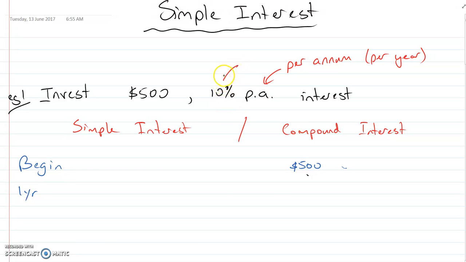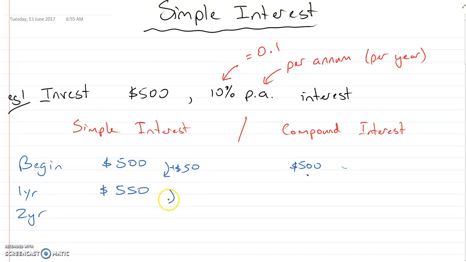And percentages, always make them decimals. 10% is 10 divided by 100, which is 0.1. Always divide by 100. So with simple interest, we start with the $500 we've invested. After 1 year, if we're getting 10% interest, 10% of $500 is $50. So we're going to add $50, and after 1 year we're going to have $550.